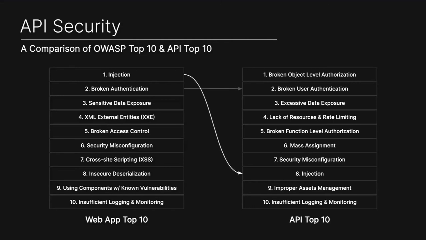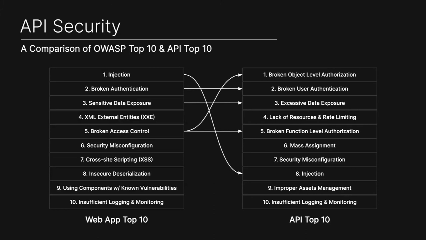So injection just moved from 1 to 8. Broken authentication became called broken user authentication. I don't know why they changed the name, but effectively it's still there. Sensitive data exposure is now excessive data exposure. Again, I don't know why they changed the name. Broken access control, they split into two. I see the reasons why: broken object level authorization and broken function level authorization, two important distinctions.